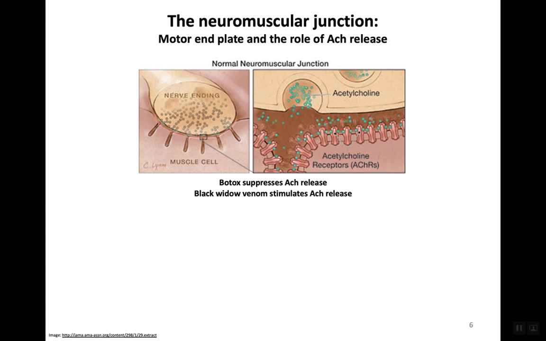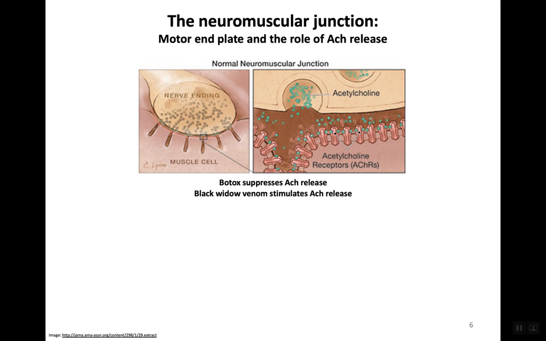In contrast, other toxins, such as a specific neurotoxin contained in the black widow spider's venom, stimulate the release of acetylcholine. And as a result of that, one may experience uncontrollable muscle activity or spasms. This is rarely a fatal condition. However, it can be quite painful, and it is treated by the use of specific antivenom.